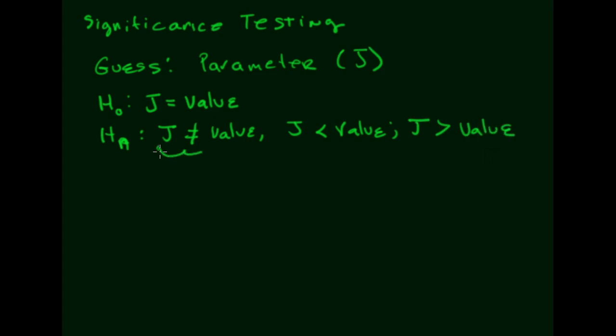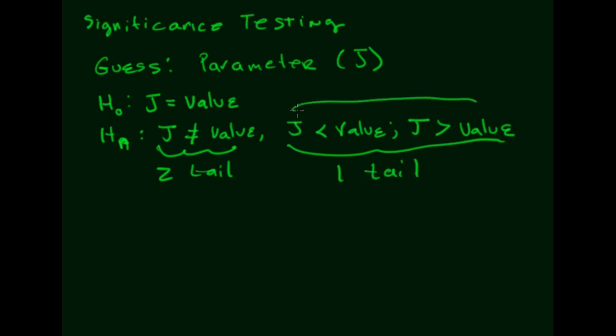Okay, so this is what we're going to call a two-tailed test, and these are going to be things that we call a one-tailed test. In fact, these one-tailed tests are a little bit more intuitive than the two-tailed tests. We'll get into that in a minute. Once you've made this guess that J is this value, and made your counterclaim, this is what we're going to call the null hypothesis, your guess, and the alternate hypothesis is like the counter to that guess.